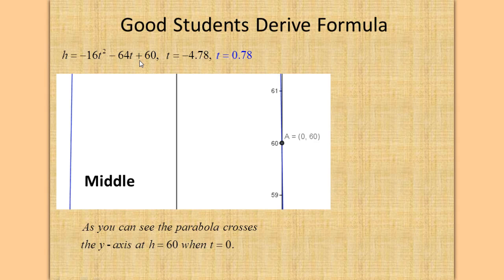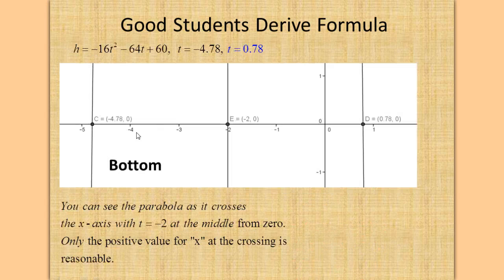At t equals 0, we see that the graph crosses at h equals 60. As you can see, the parabola crosses the y-axis at h equals 60 when t equals 0. Let's look at the bottom part of the graph. Here are the two ends of the graph crossing the x-axis. One crosses at 0.78, the other crosses at minus 4.78. That's the two solutions. And in the middle is minus 2, as we calculated before. Only the positive value for t at the crossing is reasonable. That's over here, 0.78.